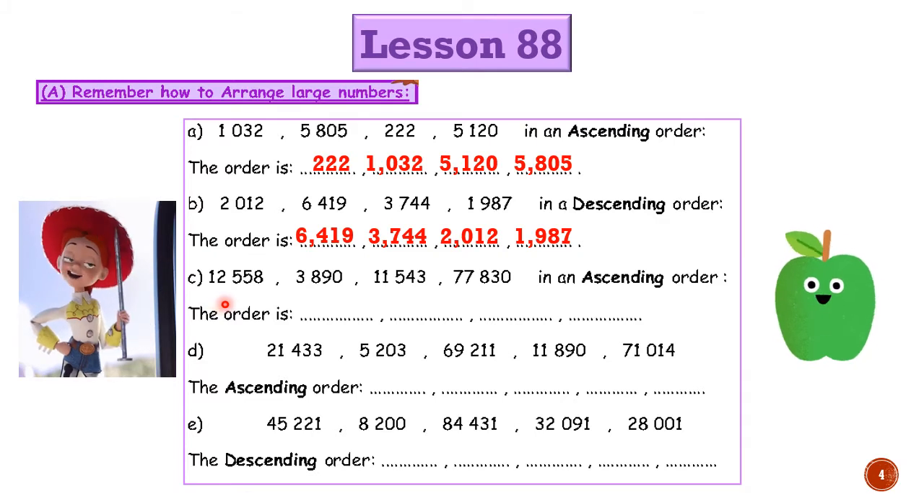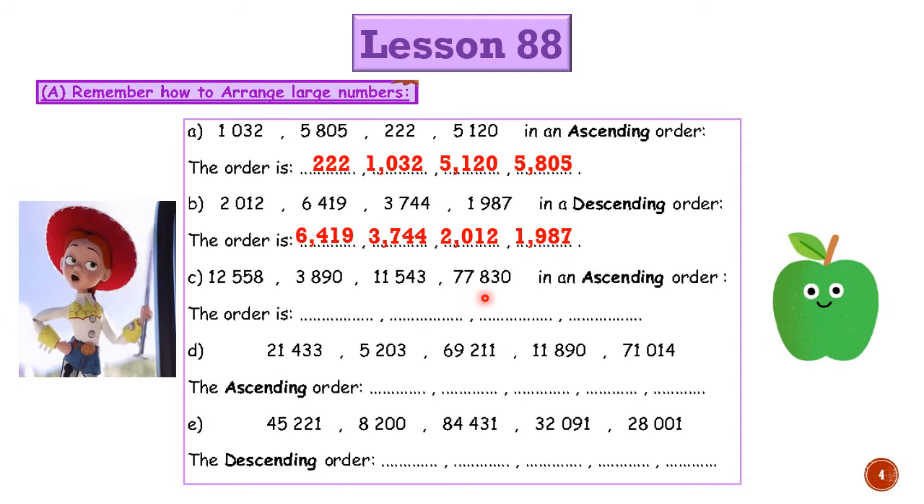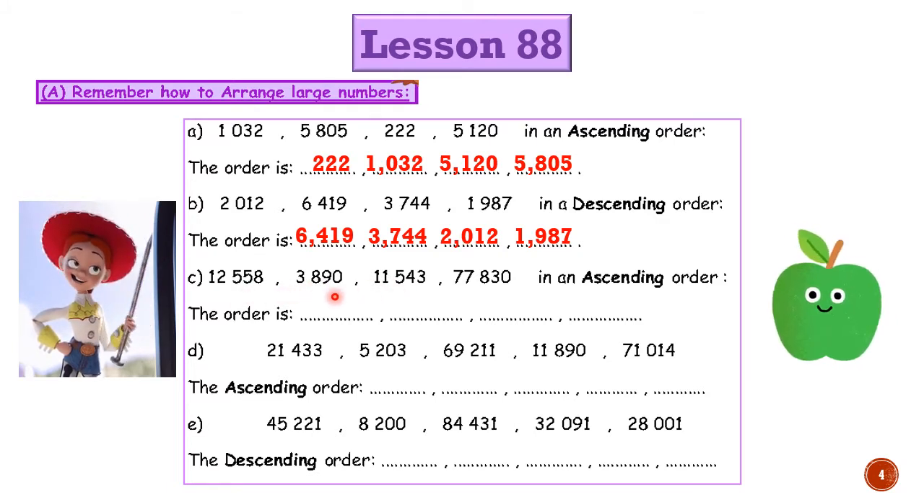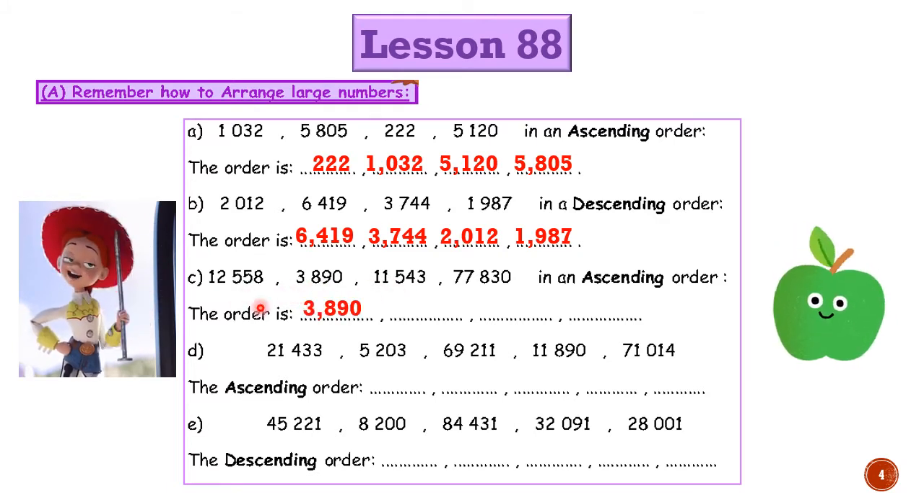Number C: 12,558, 3,890, 11,543, 77,830 in ascending order. Ascending means from the smallest to the greatest. The smallest number here has the smallest number of digits. Here we have 3890, which has 4 digits only. The rest of these numbers have 5 digits.